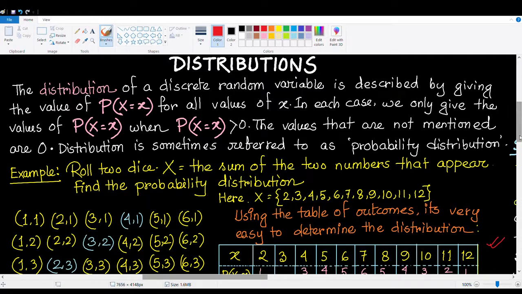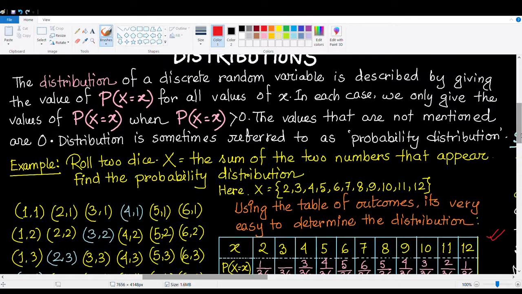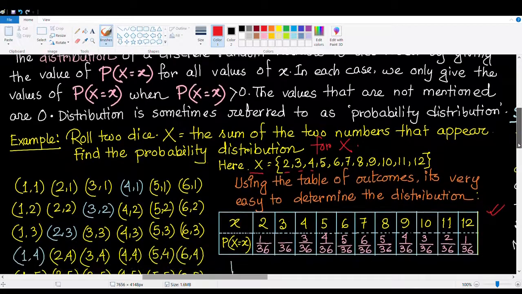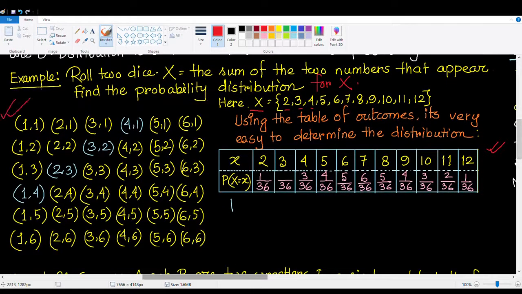In this question, you're rolling two dice and X is defined to be the sum of the two numbers that appear. Find the probability distribution for X. The first job that I have to do is to determine the random variable set. We determined the set X before in the example of random variables. So we know that X has 2, 3, 4, 5, 6, 7, 8, 9, 10, 11, and 12 in it. Now what's next? I have plotted all the outcomes here. There are 36 possible outcomes.